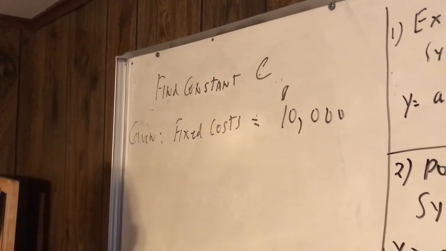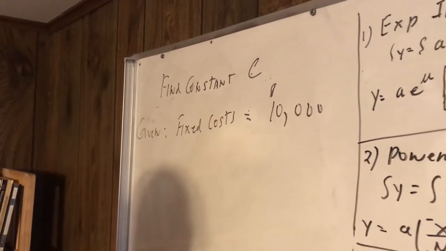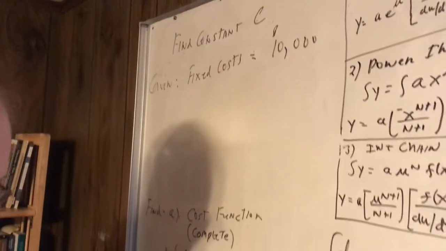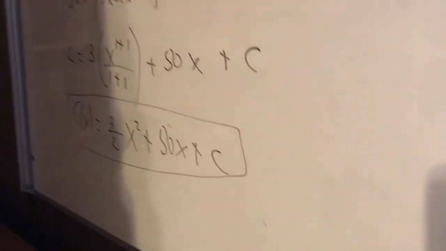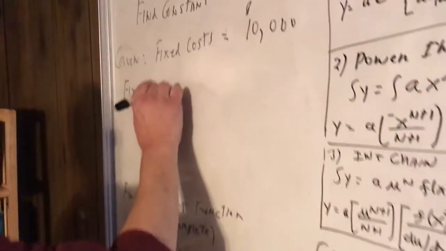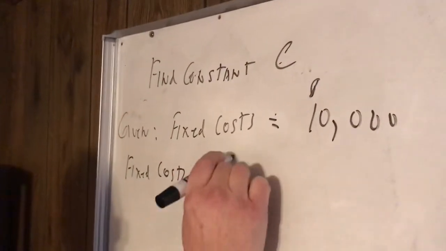Now, what are fixed costs? Fixed costs are those that don't vary with x, so those would be in your constant. So fixed costs happen when what? Fixed costs are really costs when x is 0.